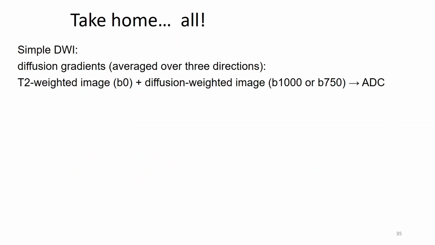Take-home messages, well, everything of course. But to summarize, you should know that with simple diffusion-weighted imaging, we use diffusion gradients and we average them over all three directions. We always need a reference image, which is typically a T2-weighted image, and we have diffusion-weighted images, for instance with a B1000 or a B750 or a B1200, and based on the B0 and the high B value, we calculate the ADC.